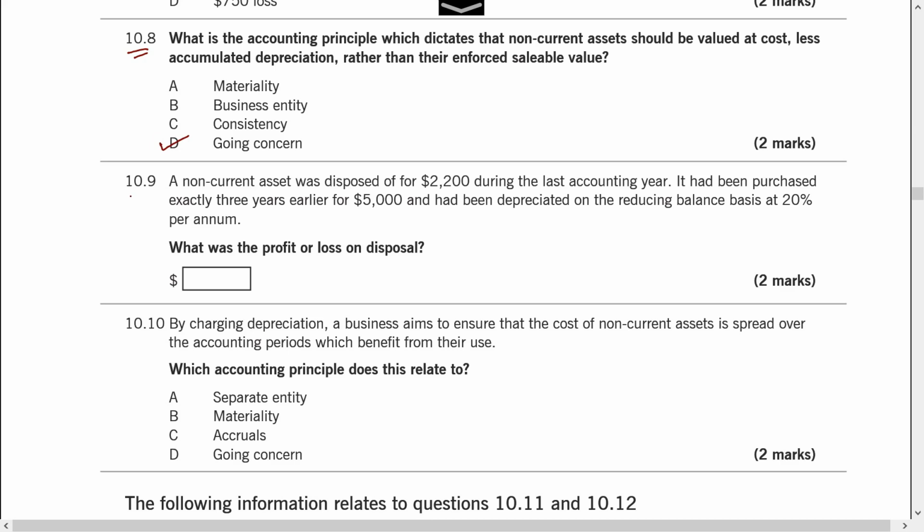After it, we have question number 9. What was the profit or loss on disposal? Again, it is the similar question we had already solved. There is nothing new in this question, so please try to attempt it by yourself.